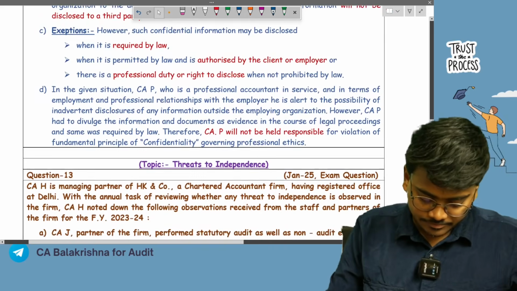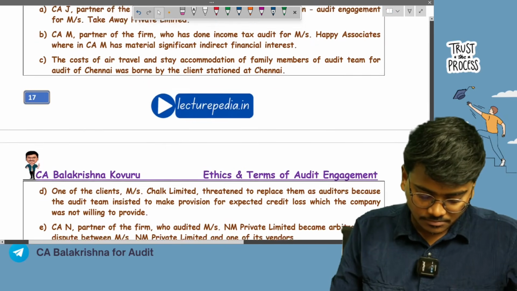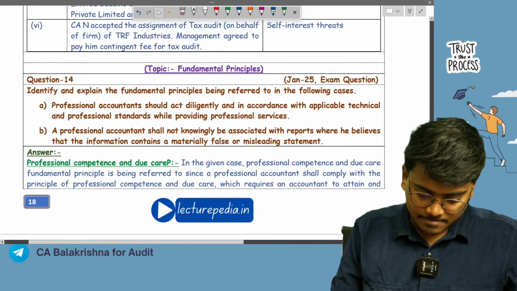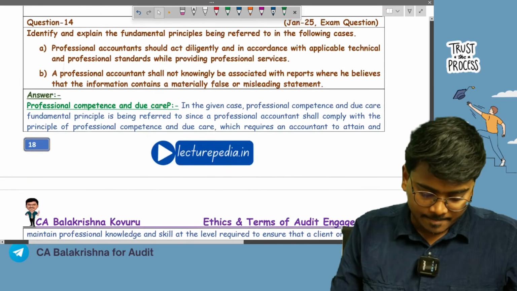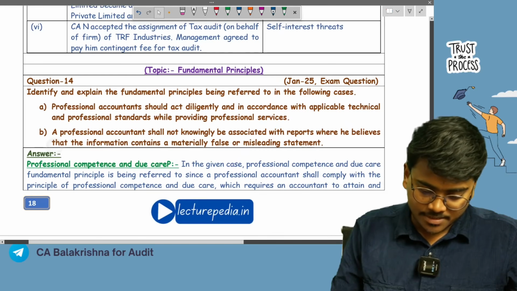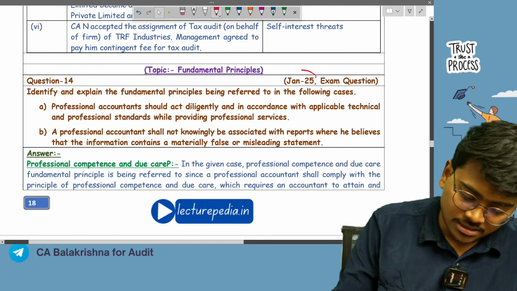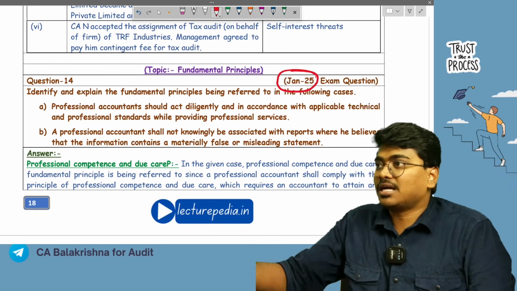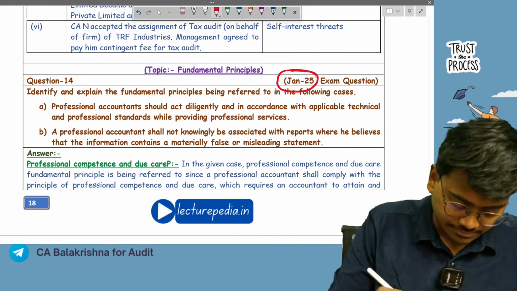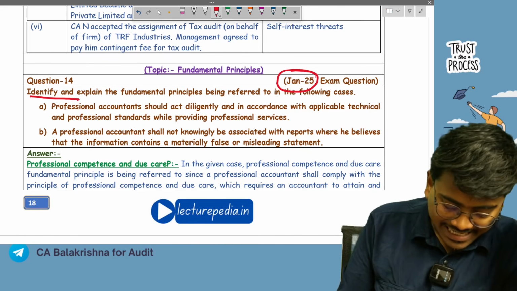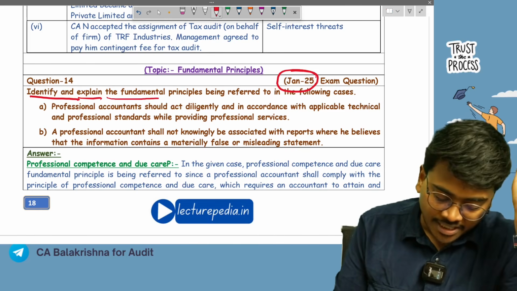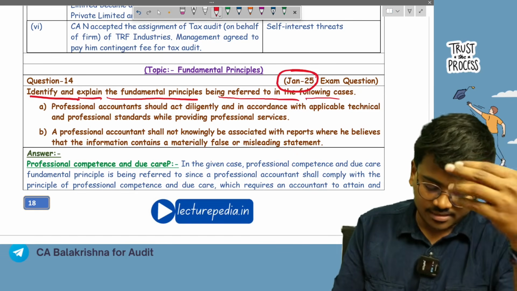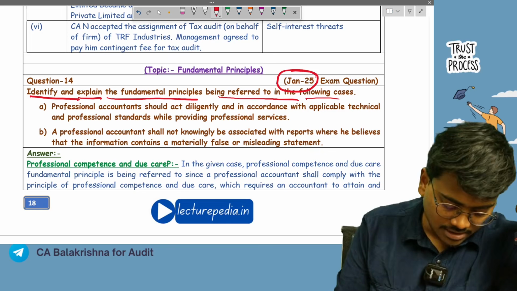14. Yeah, this is asked in the Jan 25 examination. If you see from this chapter, every attempt they are asking one question, right? See, identify and explain the fundamental principles being referred to in the following cases. Again, they have given 2 cases and they are asking the applicable one.